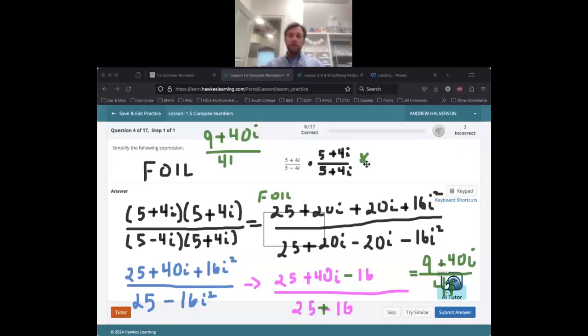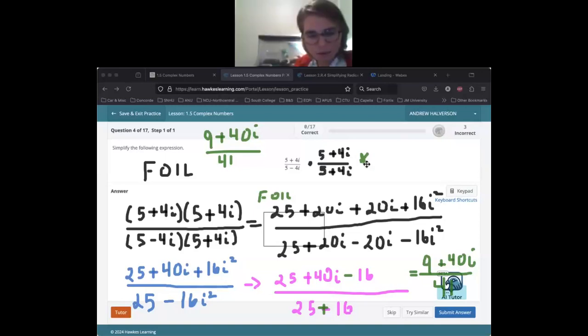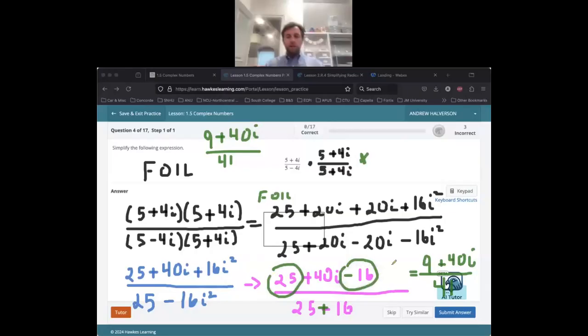Go for it, Ivy. So can you remind me where the 9 came from? The 9 plus 40i? Let me make sure I'm right. Yeah, okay, it's this one right here. 25 minus 16, because those are like terms.